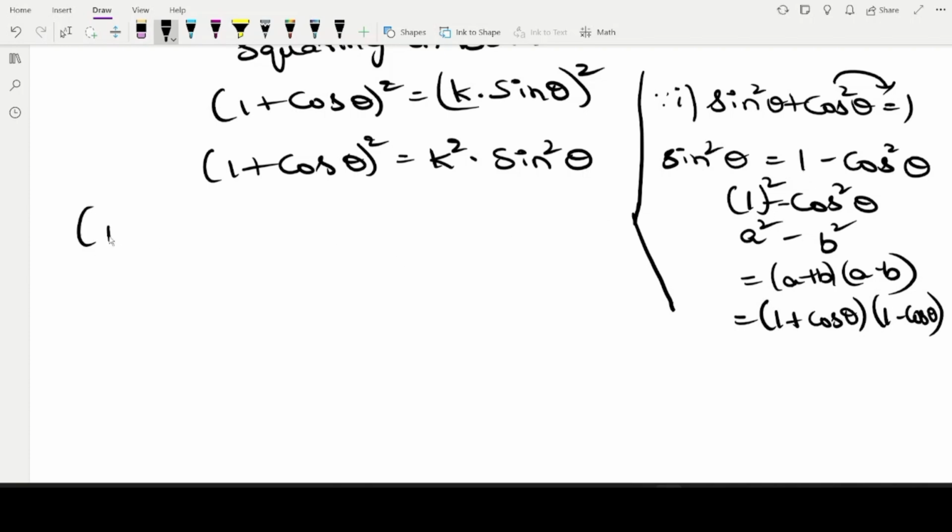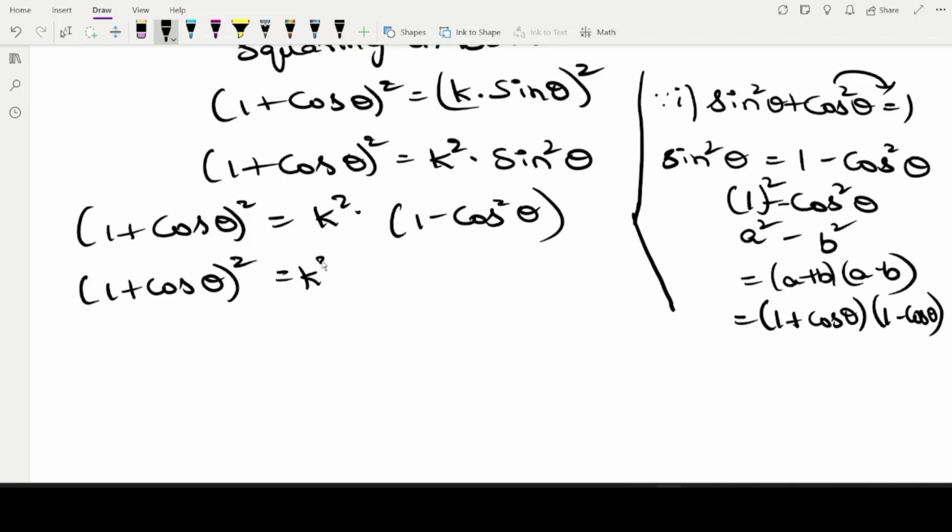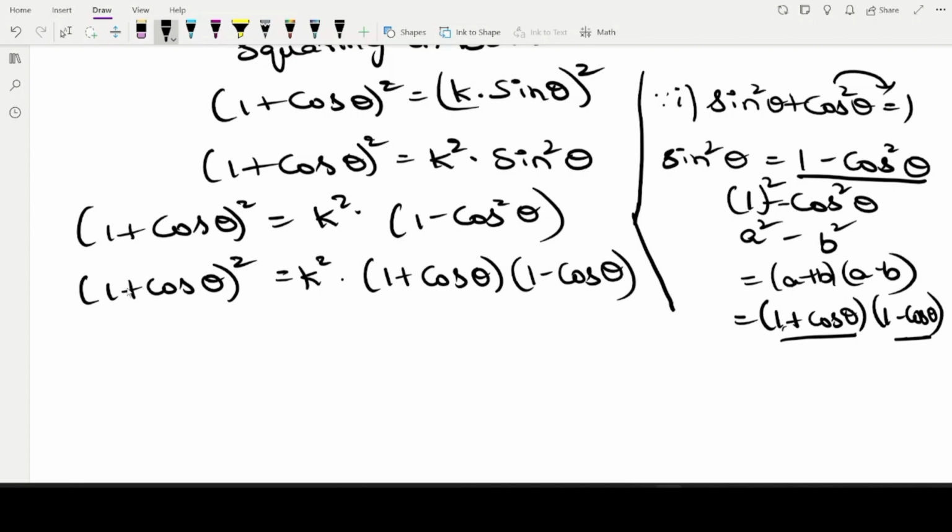So here the 1 plus cos theta whole square equals k square into, you can write this sin square theta as 1 minus cos square theta. From the derivation on the rough side part, you can write 1 minus cos square theta as 1 plus cos theta into 1 minus cos theta. So one 1 plus cos theta gets cancelled on each side. Now you are left with 1 plus cos theta equals k square into 1 minus cos theta.